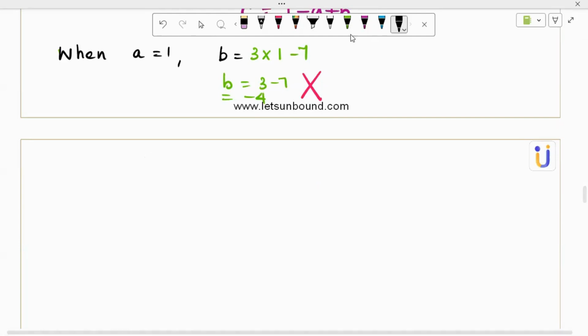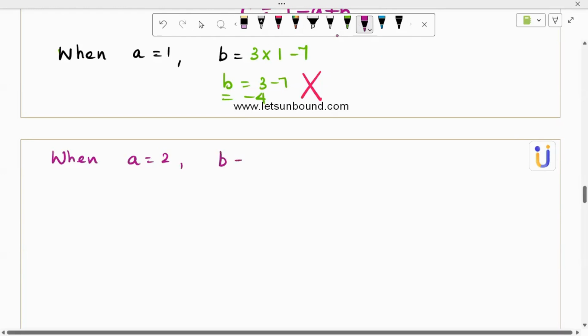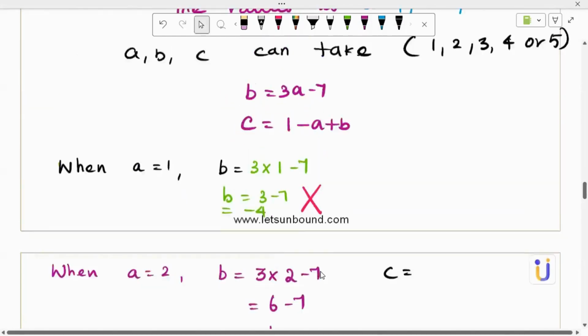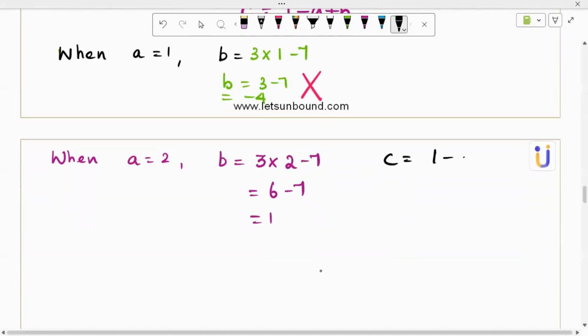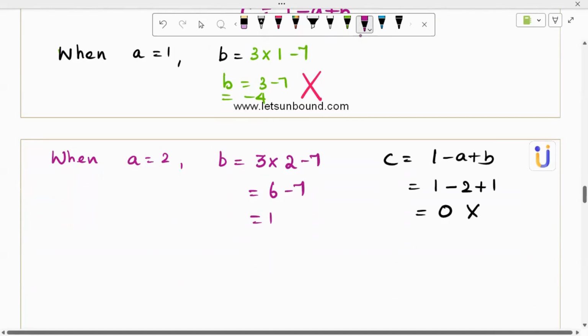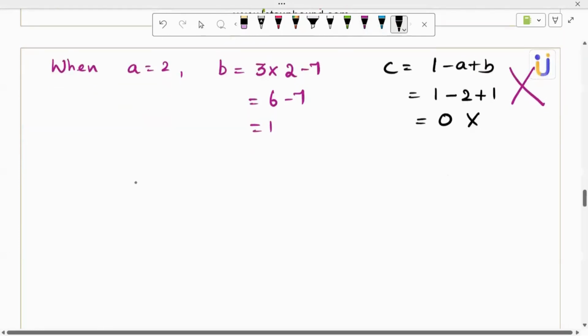Then let's go for A equal to 2. B is going to be 3 times 2 minus 7, which is 6 minus 7, which is minus 1. Okay, 2, 1. Let's check for C now, because B is possible here. C is 1 minus A plus B. So 1 minus A is minus 1, and B is 1, which is 0. This is not possible. We don't have this 0 available over here. So A equal to 2 is also not possible.